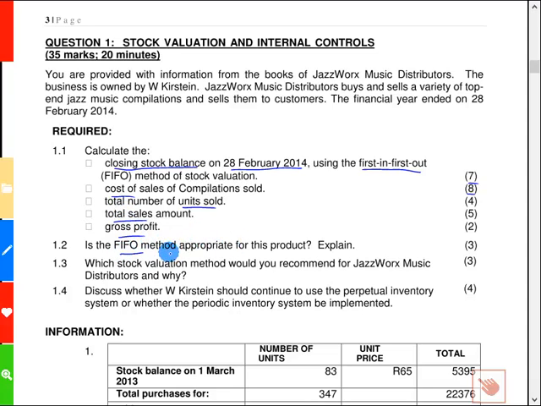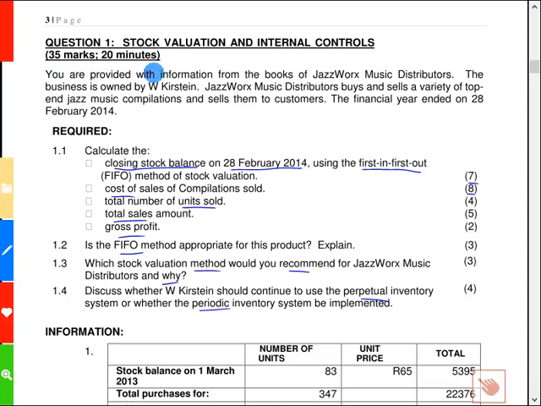Is the FIFO method appropriate? Explain. Which stock valuation method would you recommend? Okay, the method to recommend and why, right? And then discuss whether W. Kirstein should continue to use the perpetual inventory system or whether the periodic system should be implemented. Okay, then we've got additional information here, but now we can read our question.